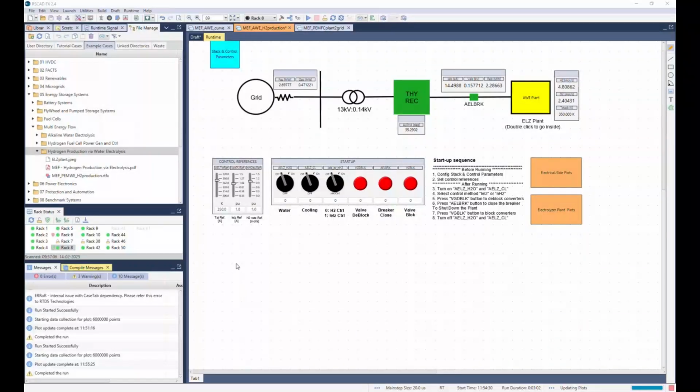The stack pressure. The stack temperature is controlled at 350 Kelvin and the hydrogen production rate is set to 1 per unit. Now I am going to start the simulation.